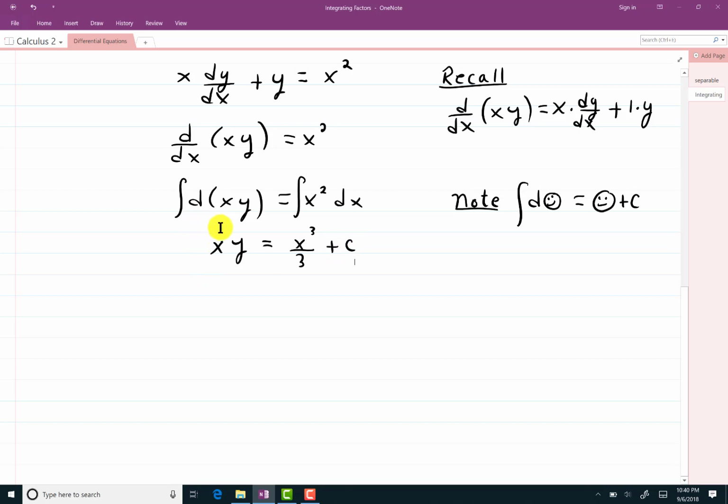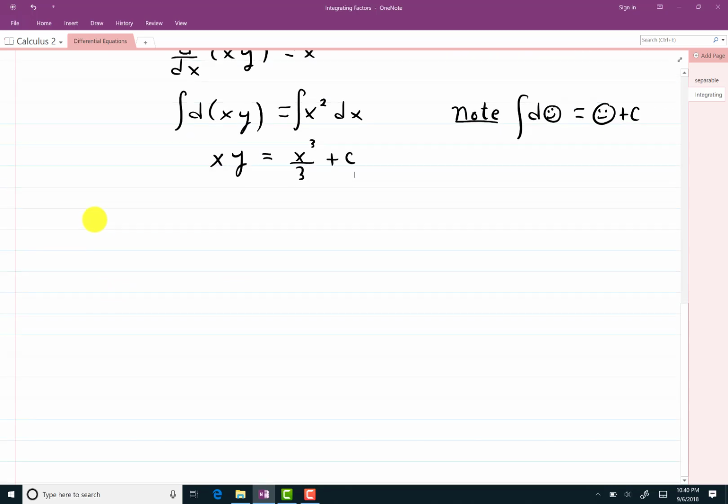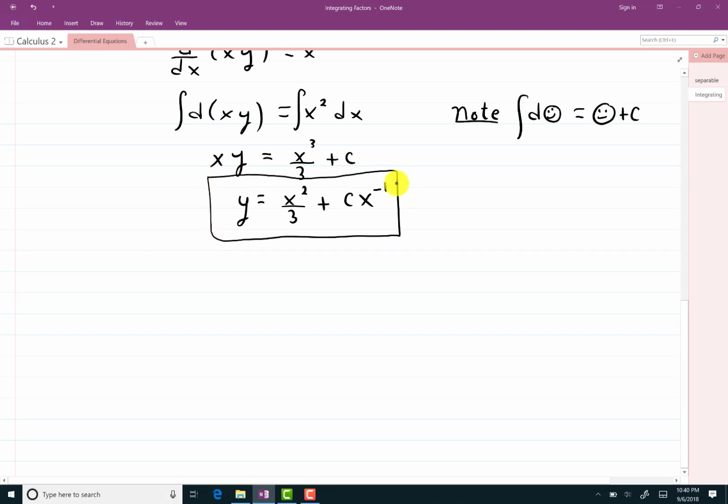So this here is an implicit solution. That's fine unless otherwise asked. If you do have to get an explicit solution, I can divide everything by x, which automatically means that my answer is not good for x equal to 0, but anywhere else it's fine. So I'll divide by x, and I'll get y equals x squared over 3 plus cx to the negative 1, or c over x, whichever way you want to look at it. And so there's my final answer.